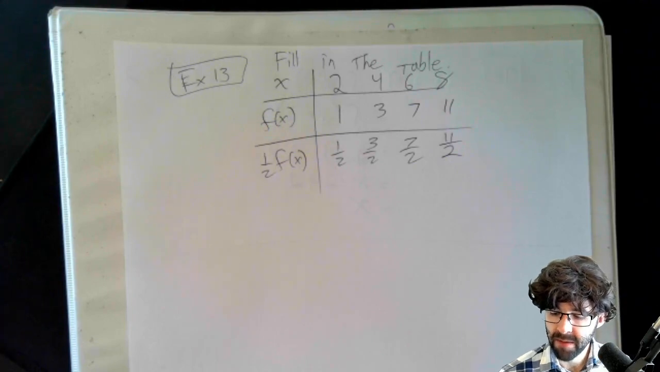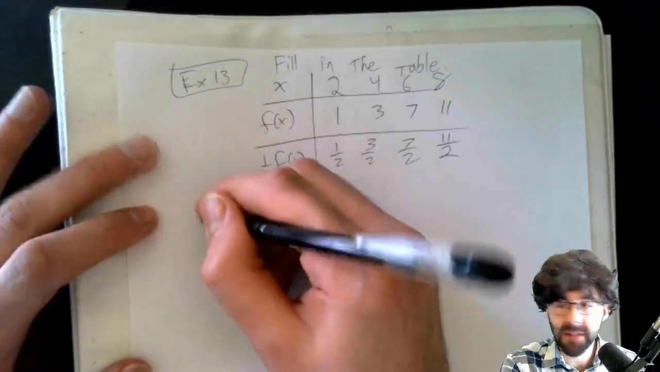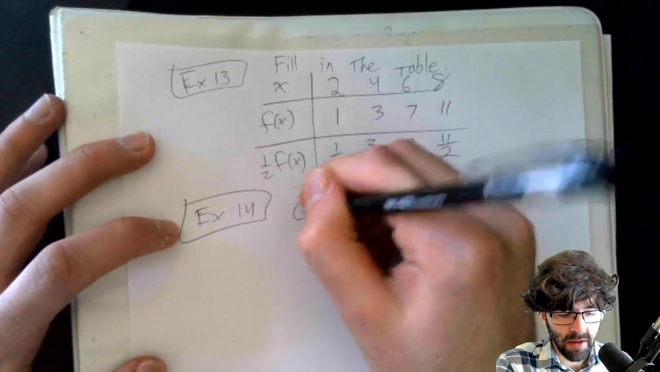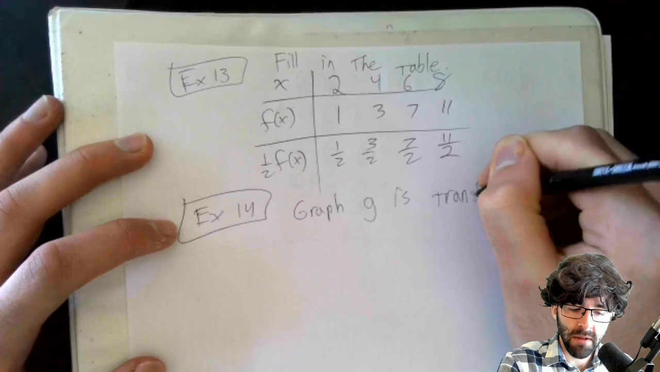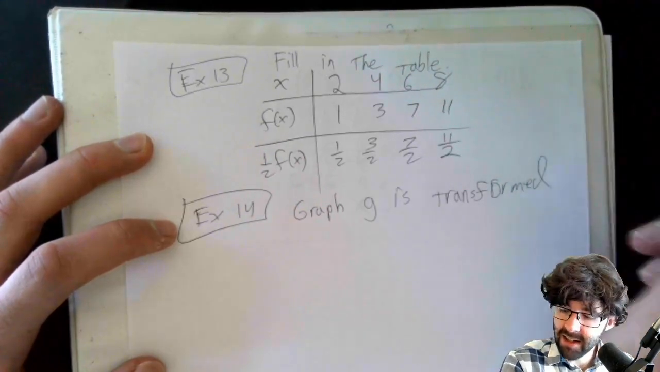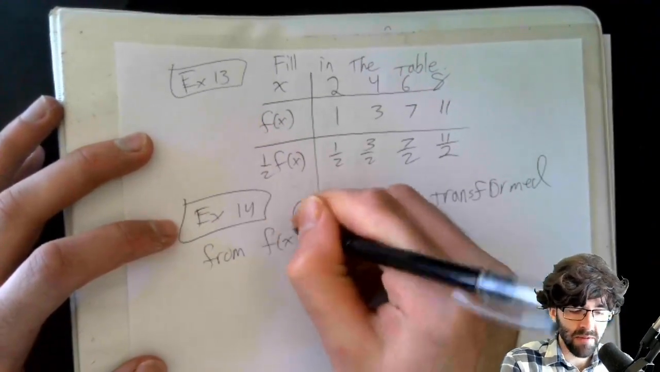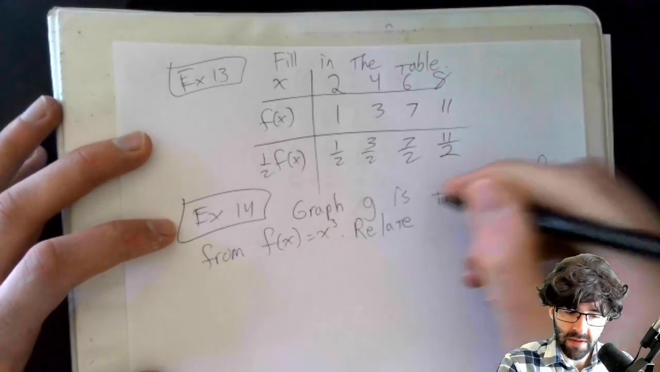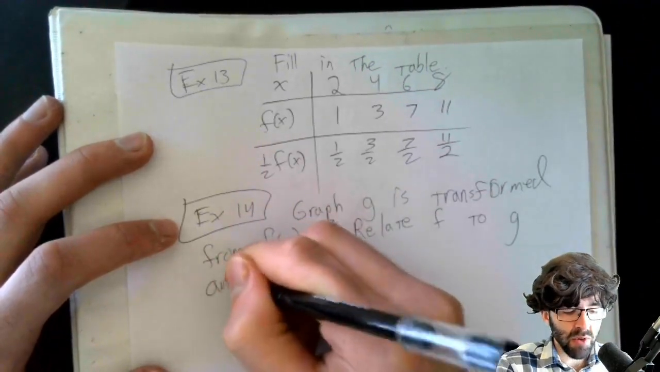All right. Now, we're going to make things a little bit more interesting with example 14. More graphing. Graphing really is where this section gets hard. So the graph g is transformed from f of x equals x cubed. Relate f to g and find its formula.